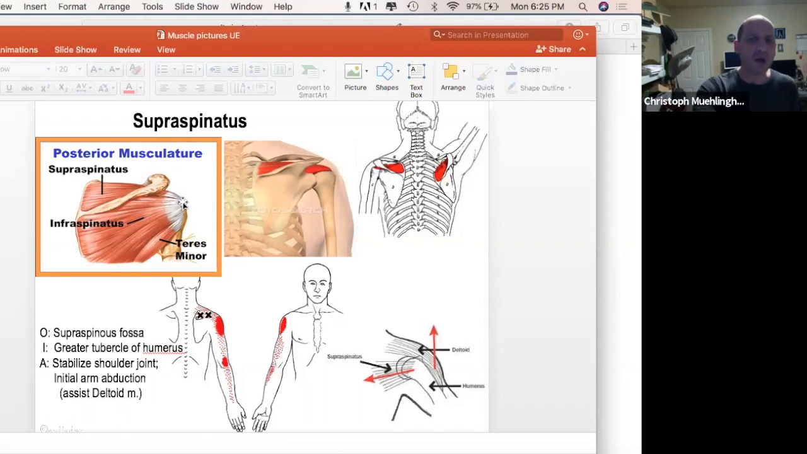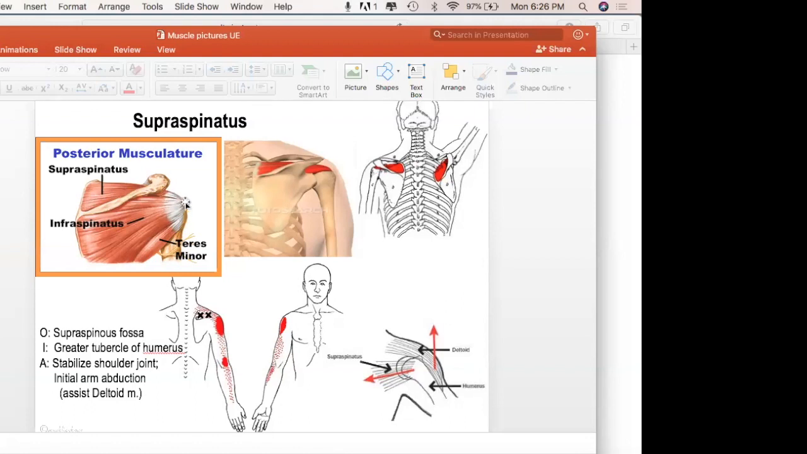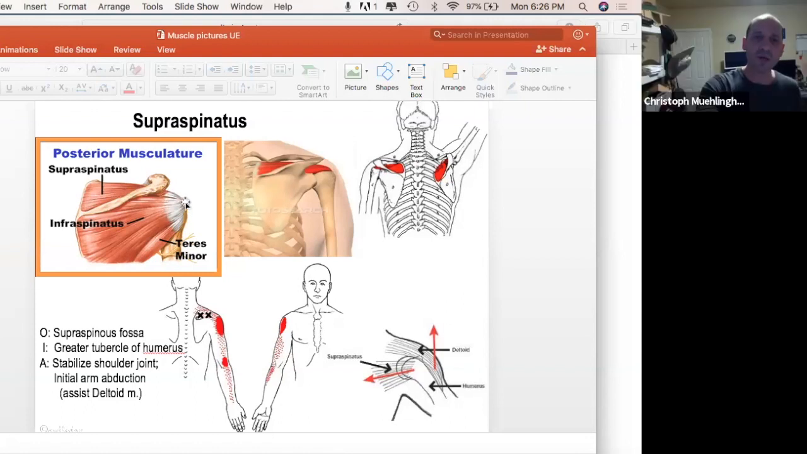It holds the humerus into the shoulder joint, but it also moves the arm outward when it contracts. So it's attached up here, and it inserts into the humerus in the greater tubercle here, and when it shortens and contracts, it brings the arm outward a little bit, and it actually helps another muscle that we'll talk about, the deltoid muscle.